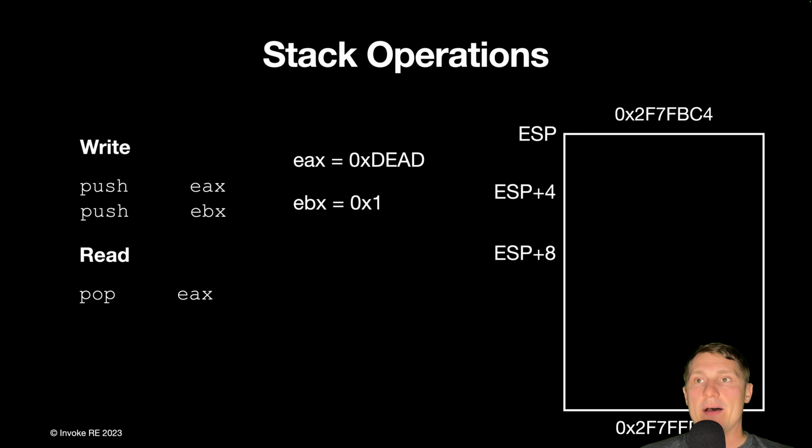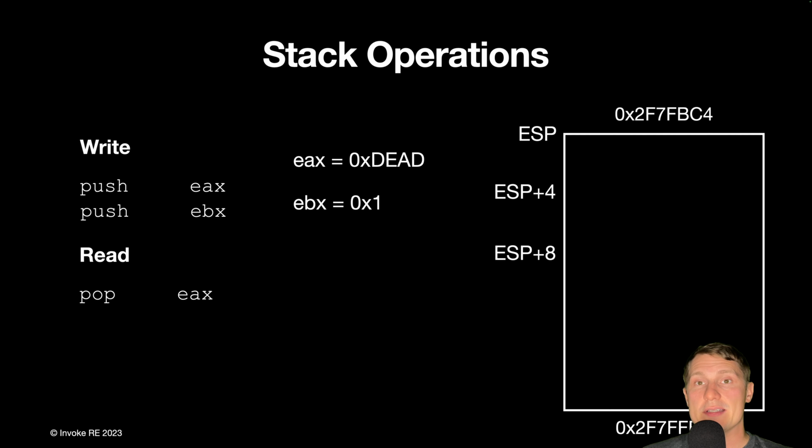Okay, so let's take a look at an illustrated example as to how the stack operates. So here we have a stack residing in memory. The top of the stack, which is pointed to by the ESP register, is 2F7FBC4, and the bottom of the stack is 2FFFFC. So you may have noticed that the top of the stack is at a lower address than the bottom of the stack, and this is because the stack grows toward lower address space.